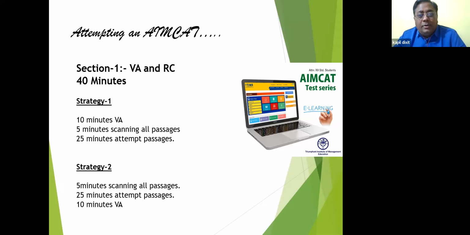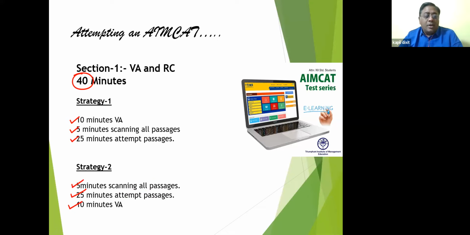So now, there are certain rules that you have to follow in these 40 minutes. There are two schools of thought. The first school of thought says attempt VA first for 10 minutes, 5 minutes scan all passages, and then attempt those passages for 25 minutes. The second school of thought says scan all 4 passages in 5 minutes, 25 minutes attempt all passages, and 10 minutes give to verbal ability. So this way you have 40 minutes here and 40 minutes there.